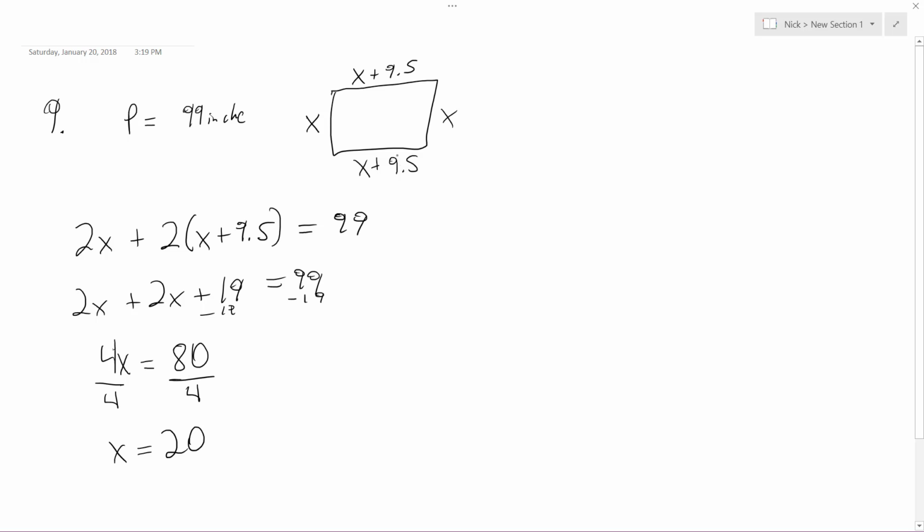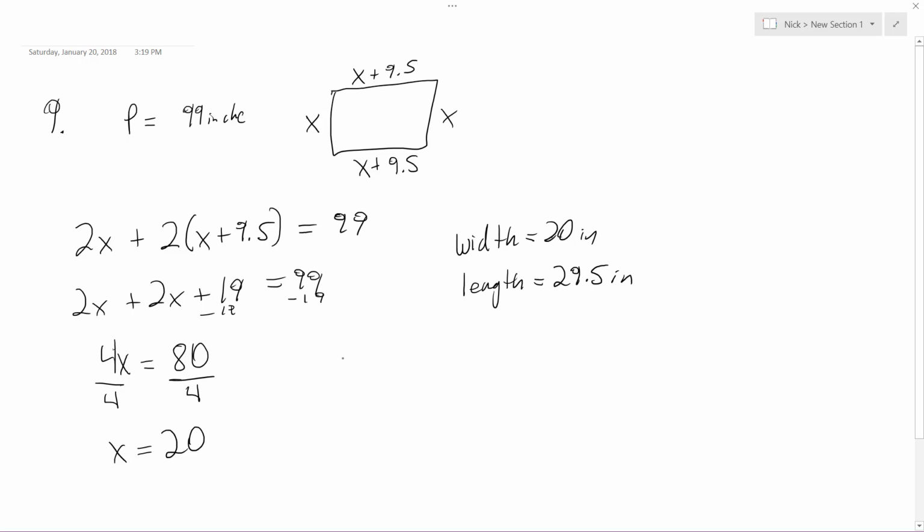So what's going to be equal to 20? So width is equal to 20 inches. And the length, that means it's going to be 20 plus 9.5, which is going to be 29.5 inches.